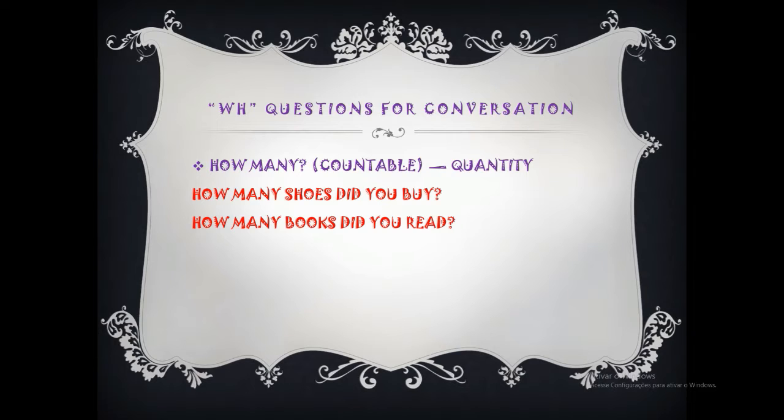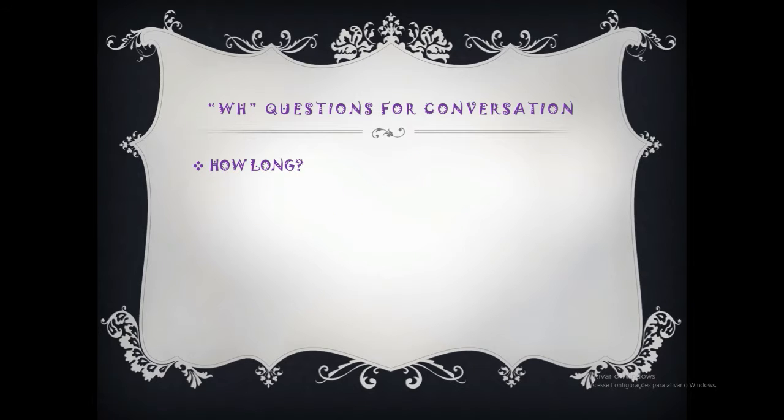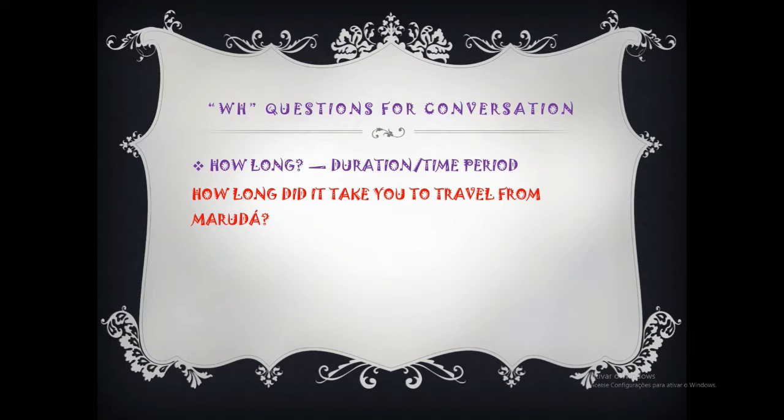Now you can also use the word how followed by the word long when you are talking about the duration, or in other words, the time period during which something happens. So I could say, how long did it take you to travel from Merida? So your answer could be, it took me 2 hours or 3 hours. So we are talking about the time period or the duration. Or you could say, how long did it take you to finish this lesson? It could be 30 minutes, 40 minutes.